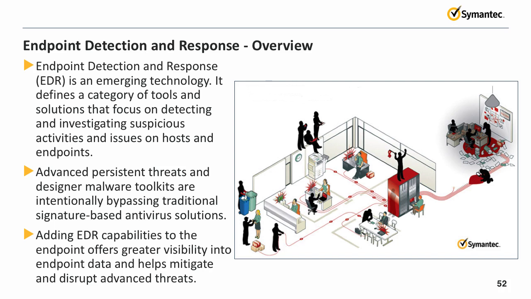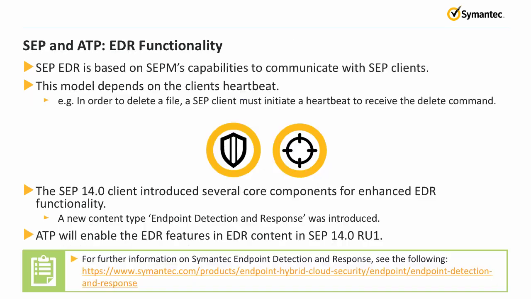This is the Endpoint Detection and Response, Advanced Threat Protection, or ATP, support topic. Endpoint Detection and Response, or EDR, is an emerging technology. It defines a category of tools and solutions that focus on detecting and investigating suspicious activities and issues on hosts and endpoints. Advanced persistent threats and designer malware toolkits are intentionally bypassing traditional signature-based antivirus solutions. Adding EDR capabilities to the endpoint offers greater visibility into endpoint data and helps mitigate and disrupt advanced threats.